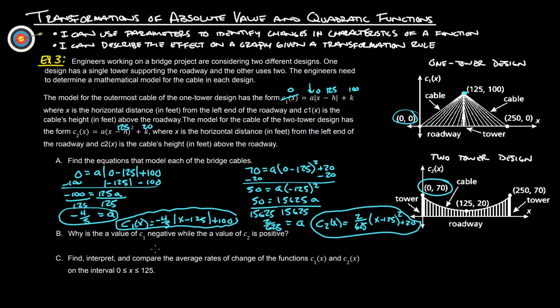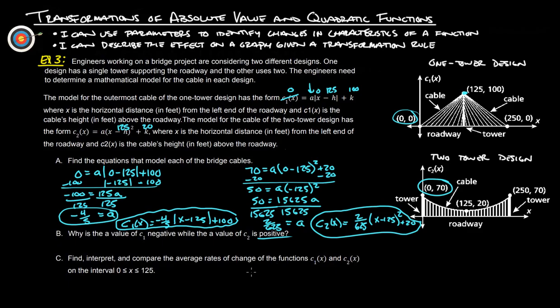So here's our two formulas. Why is the value of C1 negative while the value of C2 is positive? C1 is negative because our absolute value function normally goes like this, right? But it's been flipped upside down. That's why it's negative. And our C2 is positive because our parabola is opening up, so it makes a little smiley face, therefore it's positive.